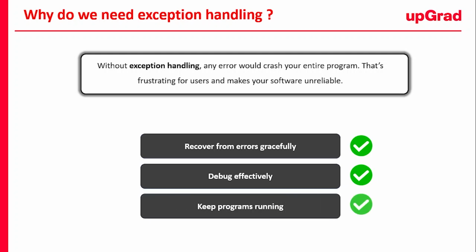Third one is keep programs running. A well handled error ensures your application doesn't stop unexpectedly. All right. So these were just three of them that we discussed, but there are many more. But these are the main reasons why we need exception handling. Now that we have understood why we need exception handling, let's have a look at what the common types of exceptions are.